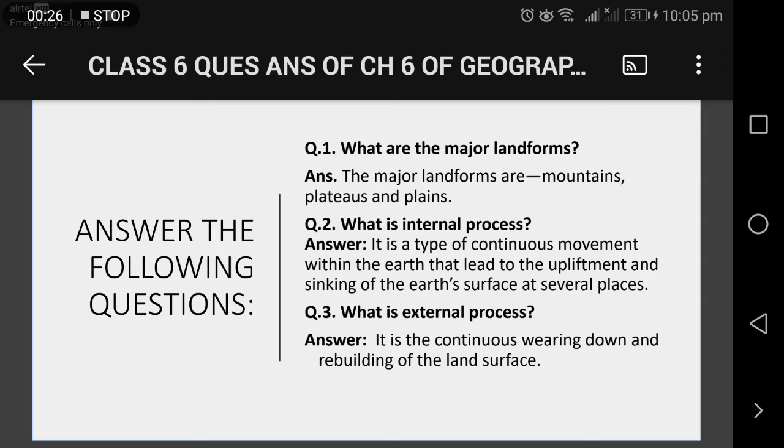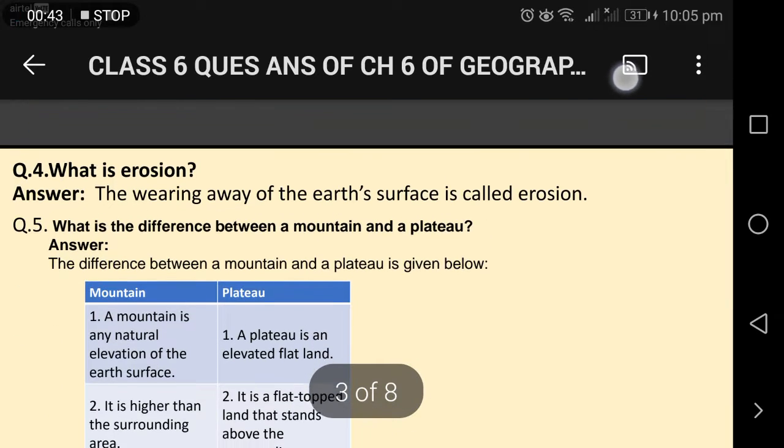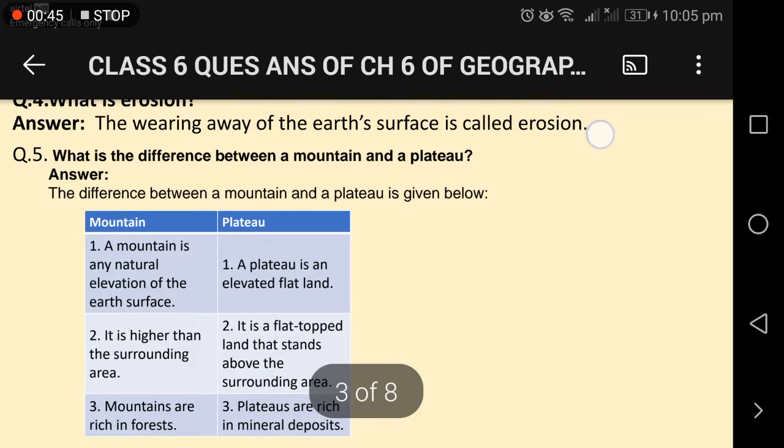Now next is, what is internal processes. The same definition is copied here from the book. Okay, so it's the type of continuous movement within the earth that leads to the upliftment and sinking of the earth's surface at several places. Next is external processes, the continuous wearing down and rebuilding of the land surface. Then erosion, the wearing away of the earth's surface.